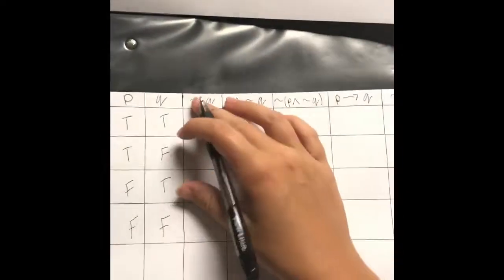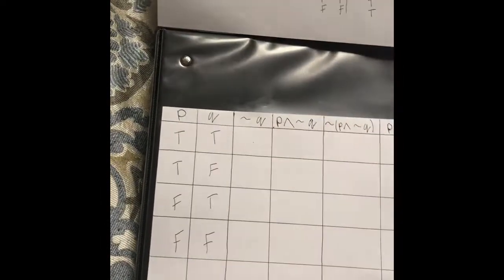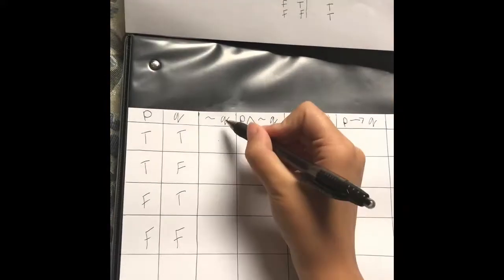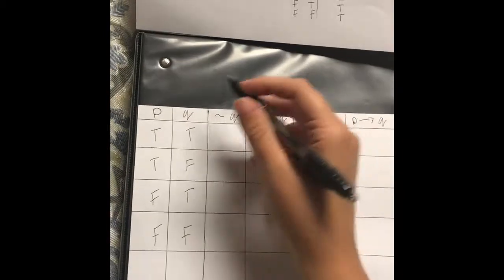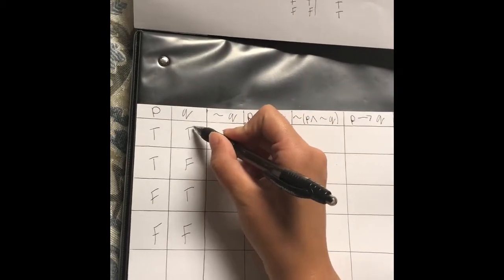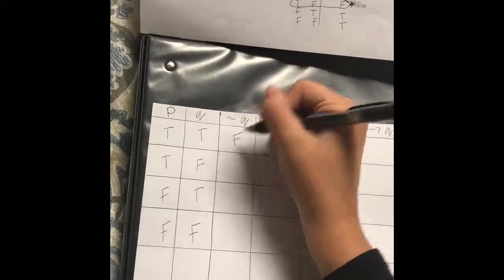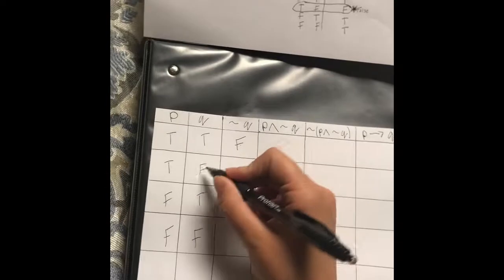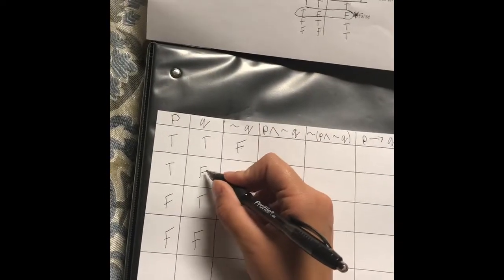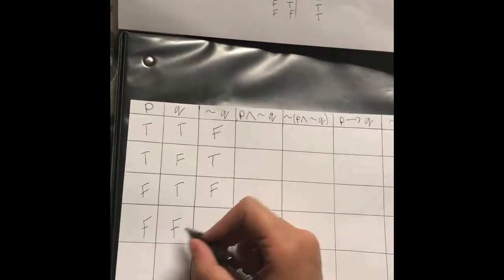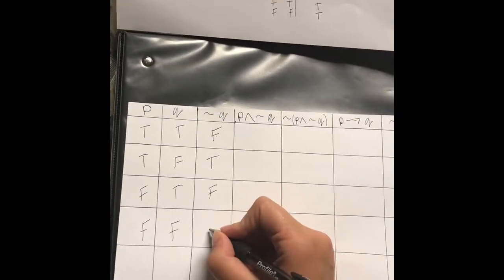So in this column, we have negation of Q. So keep in mind the negation is always the complete opposite. So if it's the negation of Q, and Q's right here, say we have a true right here, the negation of true is obviously false, right? So we put false in that column. For this one, if Q is false, then the negation will be true. And continuing down the line.